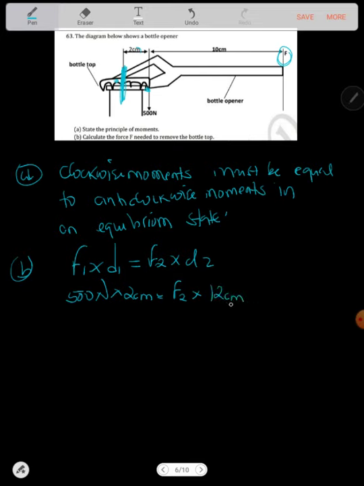Now take note the distance is in centimeters, so there's no problem here unless you've been asked to find a single moment like this. That's when you can change your distance into meters. So we're going to divide by 12 centimeters this side, by 12 centimeters, so that you can remain with F2. And this will give you 250 newtons.